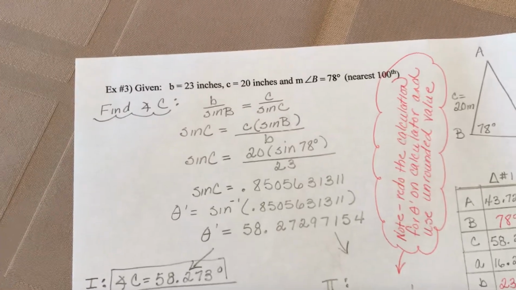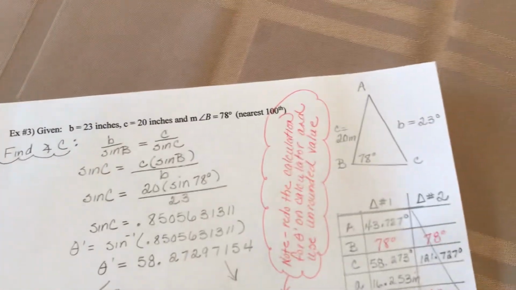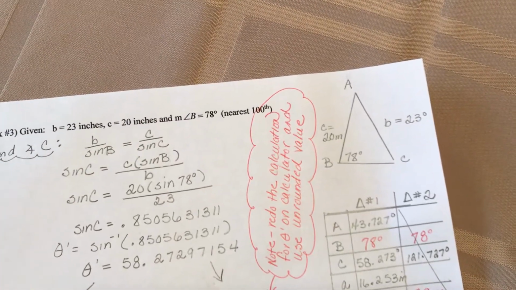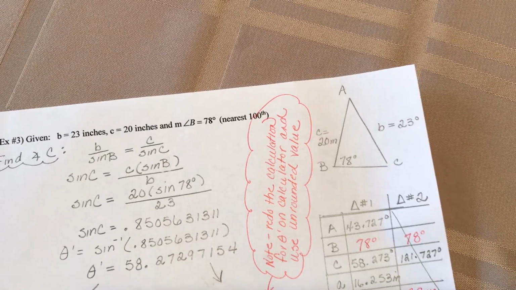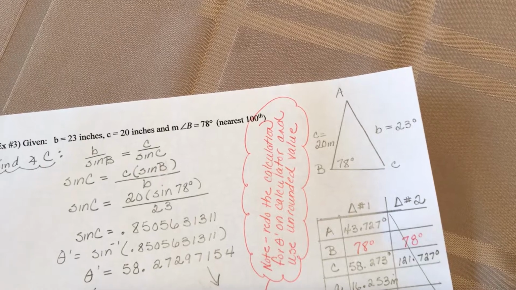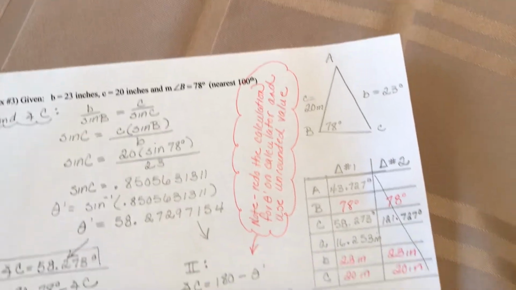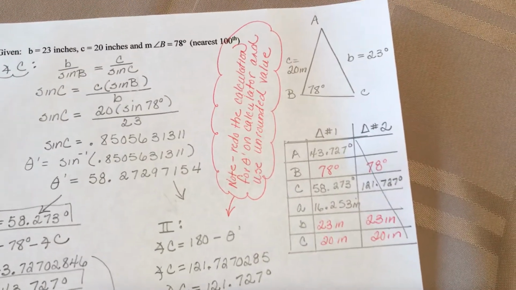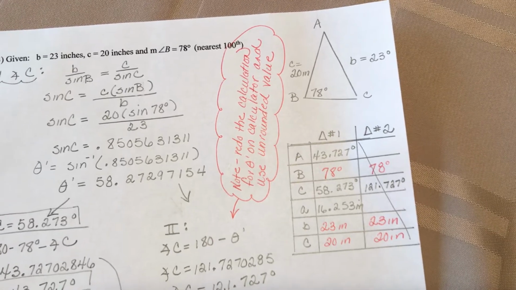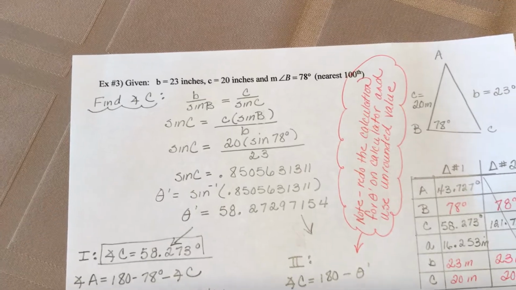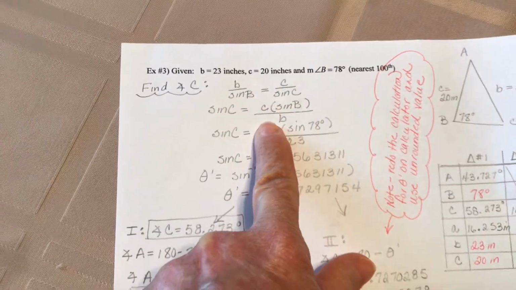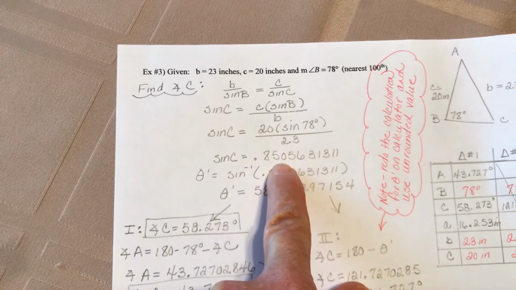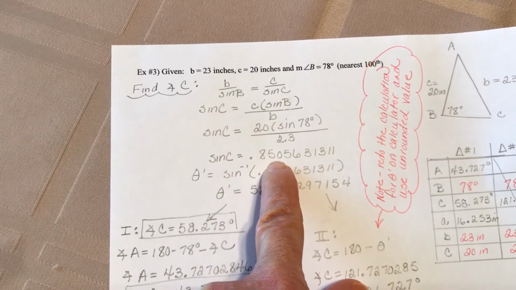For example number 3, with the given information, here's my triangle. I was given that angle B was 78 degrees, side b is 23 meters, and side c is 20 meters. I filled in the information, assuming there could possibly be more than one triangle. From what's given, I could find angle C. So here's my work to find angle C. I solved it for the sine of C. I filled it in. I came up with the value of the sine of C.